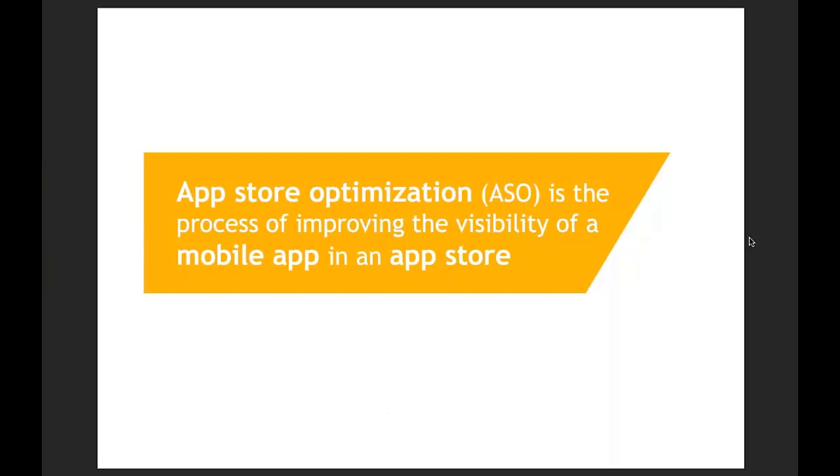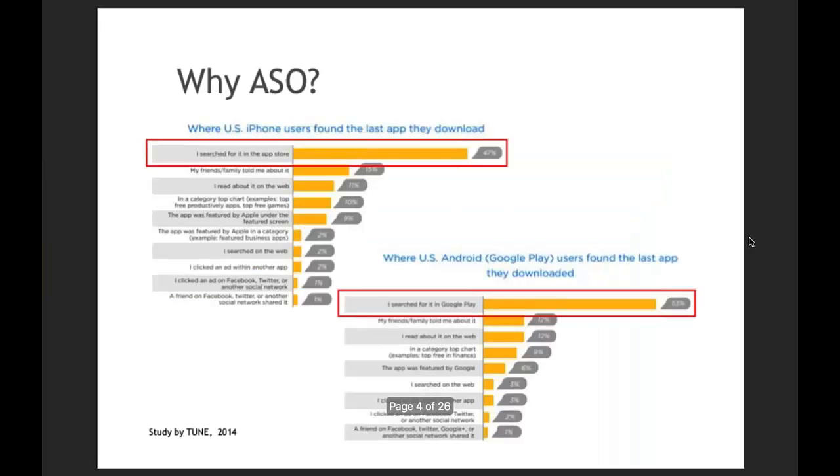So here's how Wikipedia defines ASO, which is the process of improving the visibility of a mobile app in an app store. I would actually go one step further and say it's a process of not just improving the visibility, but also the conversion, which essentially would result in downloads and installs. So how I look at ASO is that there are two parts to it. One is the discovery aspect that helps improve the visibility. And the second is the conversion aspect that helps drive greater installs.